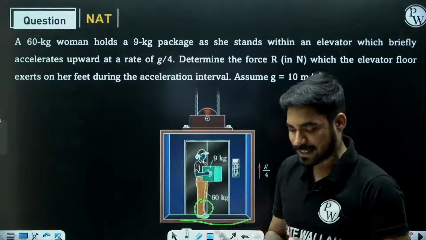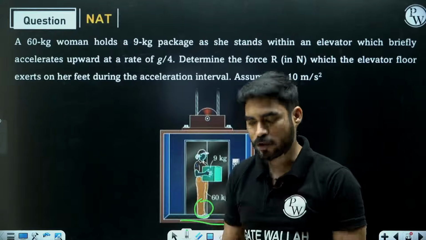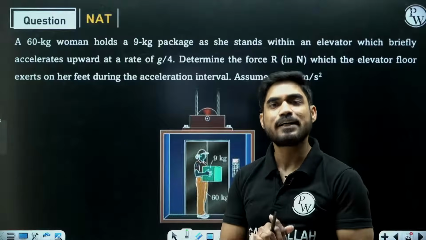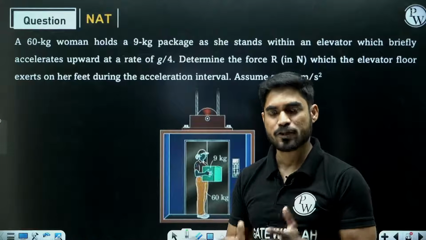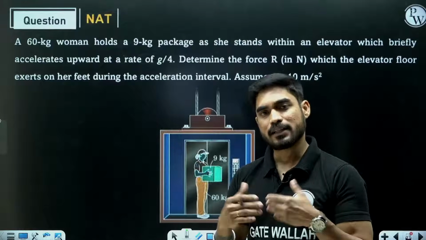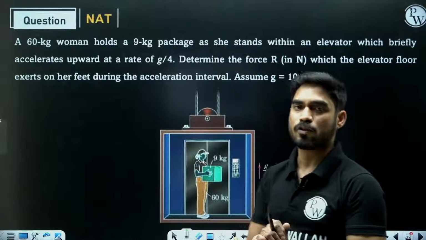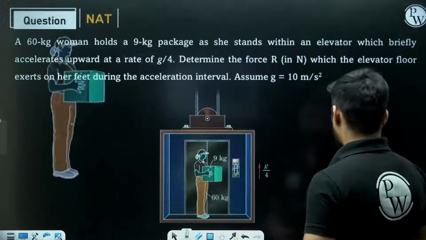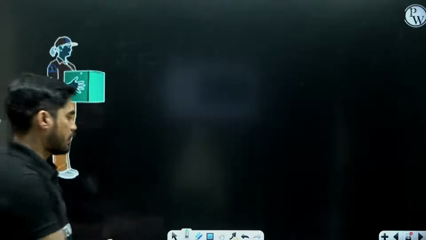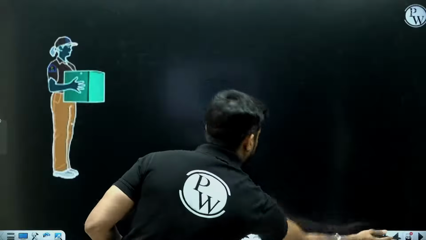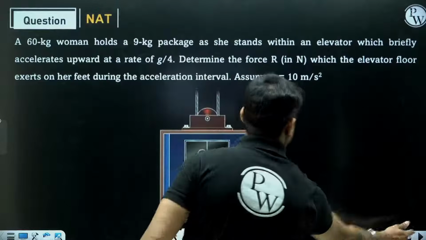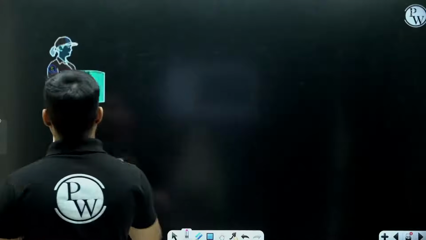See, if you are standing on the floor, you are applying some force on the floor, and the floor is applying equal and opposite force on your feet. There is equal and opposite force between your feet and the floor. You are applying downward force on the floor, and the floor is applying equal and opposite force on your feet upward. So first we will draw the free body diagram of the woman. Look at this. The woman has a mass of 60 kg, g is 10. So the weight of woman is 600 Newton.